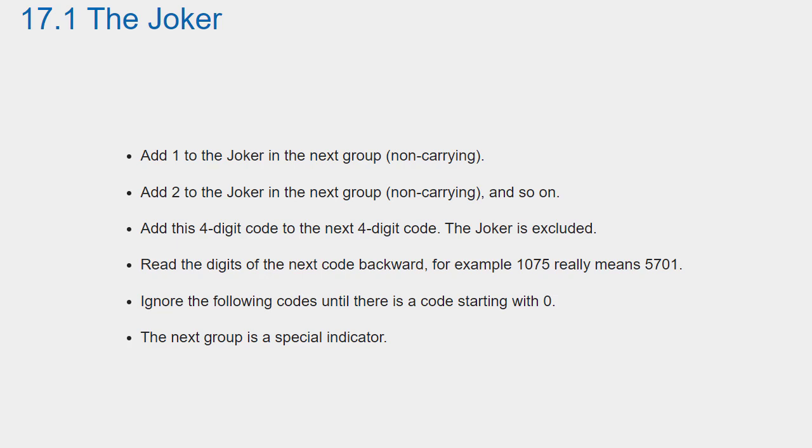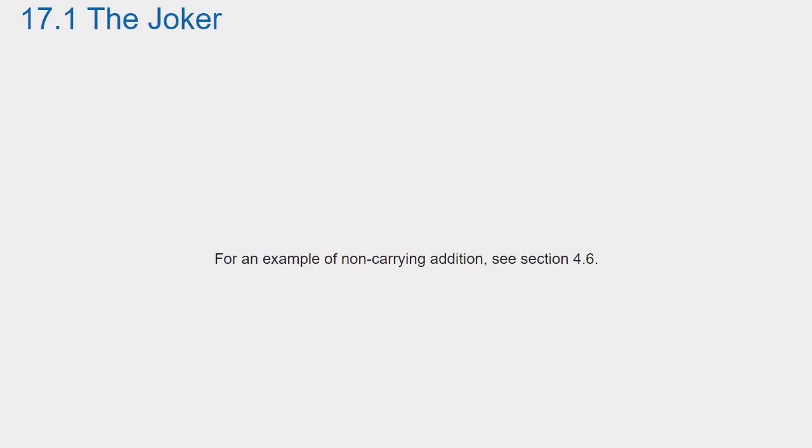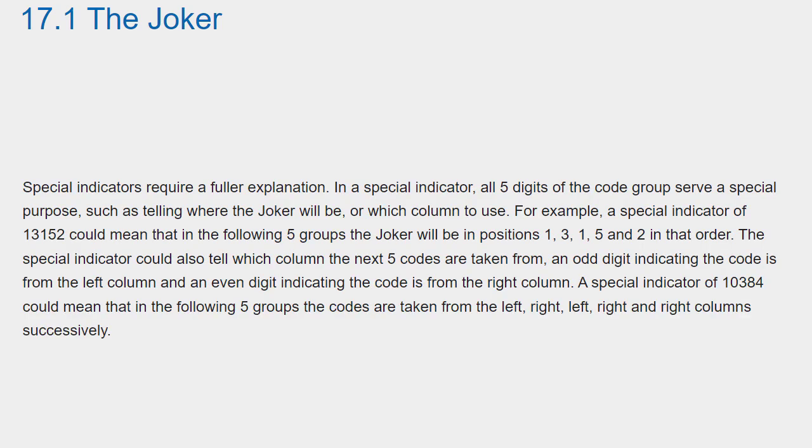Add this 4-digit code to the next 4-digit code. The joker is excluded. Read the digits of the next code backward. For example, 1075 really means 5701. Ignore the following codes until there is a code starting with 0. The next group is a special indicator. For an example of non-carrying addition, see section 4.6.